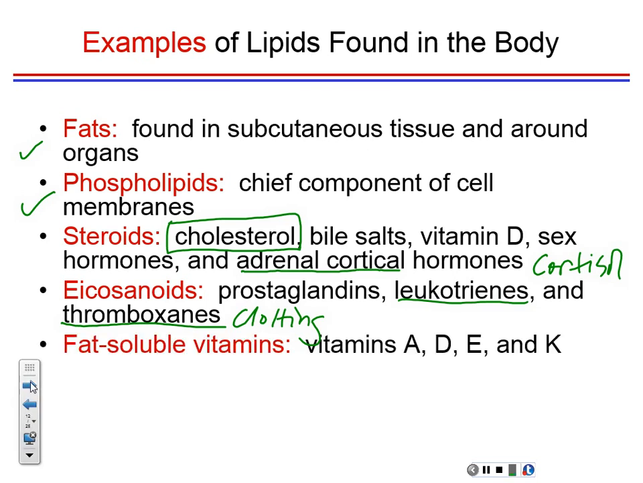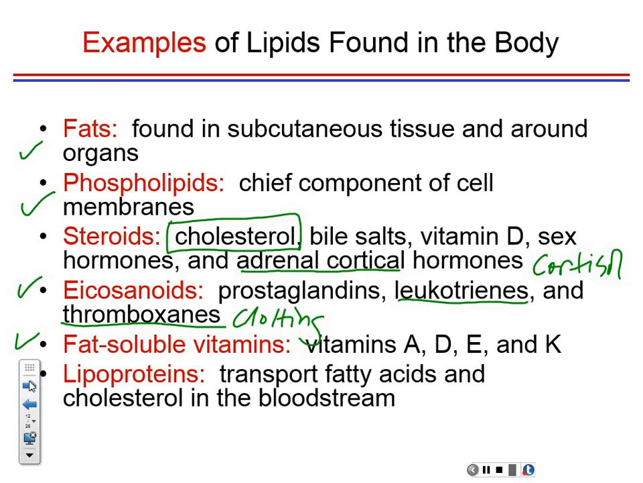And then of course fat soluble vitamins A, D, E, and K. Fat soluble. All these are lipids. All right. And lipoproteins are used to transport fats in blood. So one of the good lipoproteins is what?